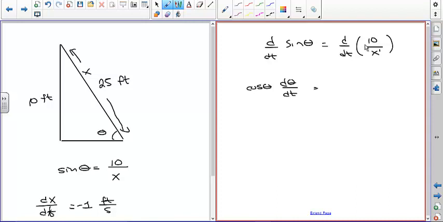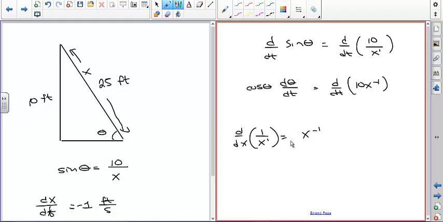So what do I do if I told you to take the derivative of 1 over x with respect to x? What do I have to do to that before I can take the derivative? Yeah, right. You got to move it to the numerator and make it a negative exponent. So you do the same thing here. You'd say the derivative with respect to time of 10 times x to the minus 1. And remember, when you're doing implicit differentiation, it's just like normal differentiation, except you add dx dt at the end.